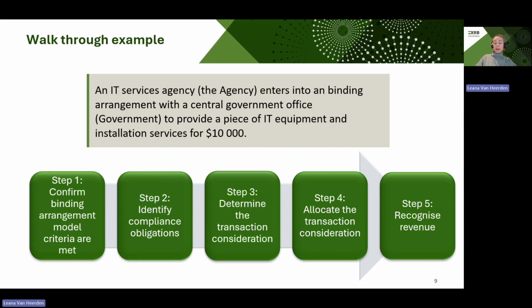That leaves step 5, recognizing revenue. In our example, the equipment revenue is recognized at the point in time when control of the asset is transferred to the government. For the installation services, assuming it doesn't satisfy the criteria for recognizing revenue over time, the $1,000 will be recognized at the point in time when the installation is finalized.